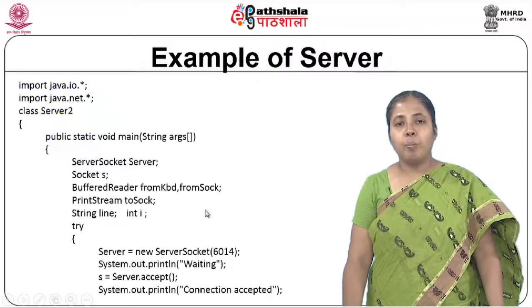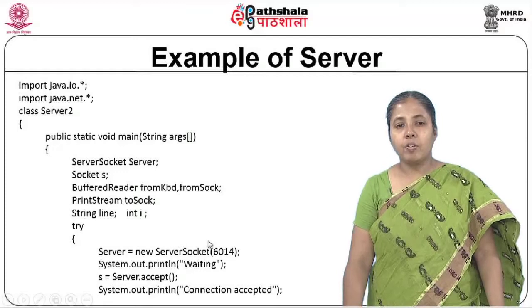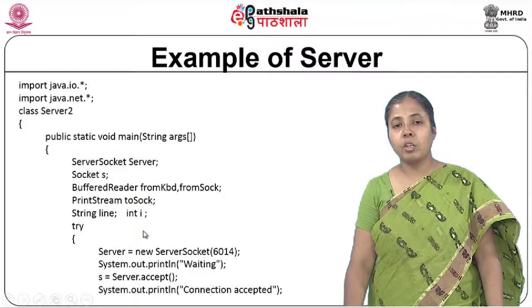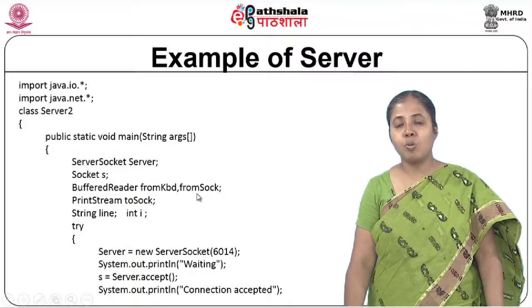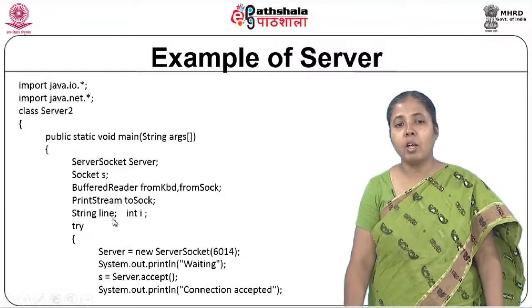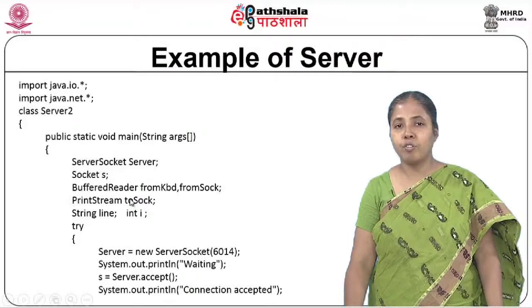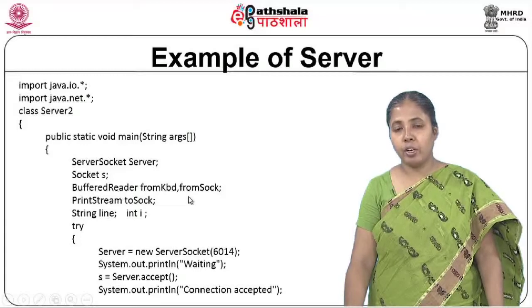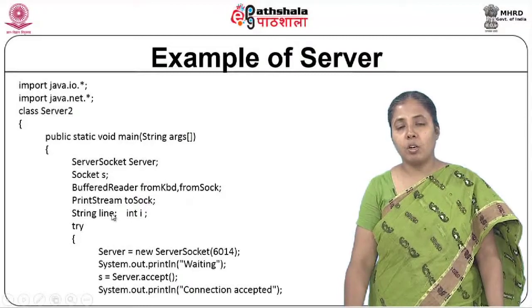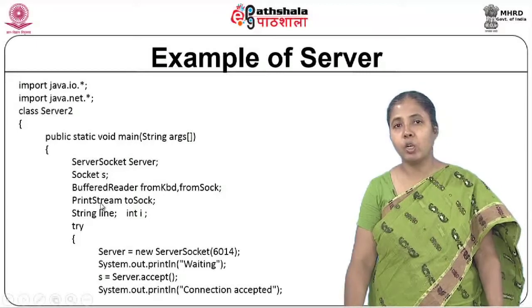So, this is another example of the server. Here we create a server socket, and we create an object to read from the keyboard. We also need an object to read from the socket, and an object to write to the socket. So, we make use of the BufferedReader class to read from the keyboard, and a BufferedReader would be wrapped around the input stream of the socket object through which we also read from the socket. And PrintStream is a class for writing, where we use the print method defined in the PrintStream to write data to the socket.